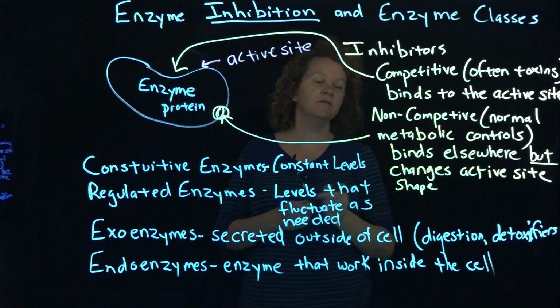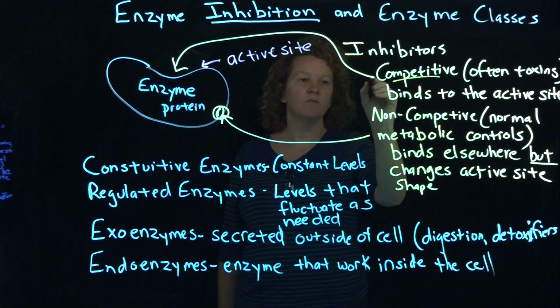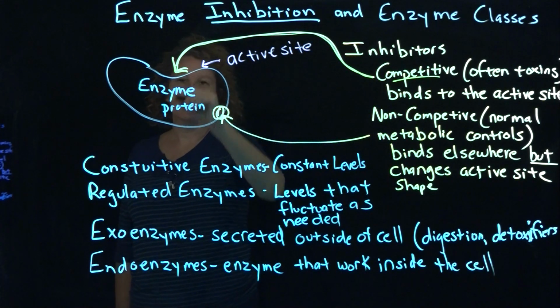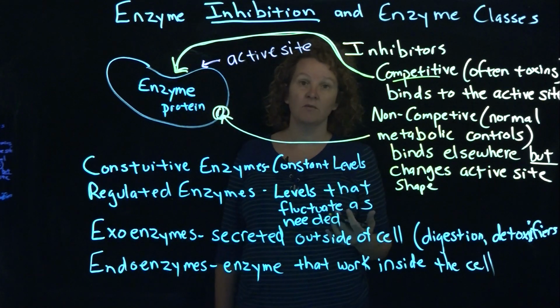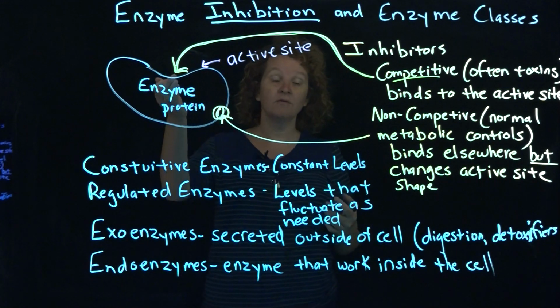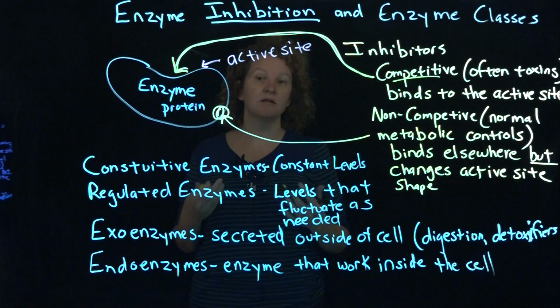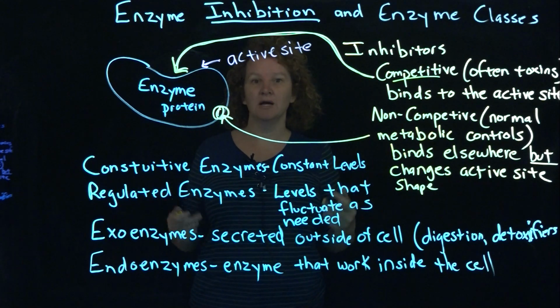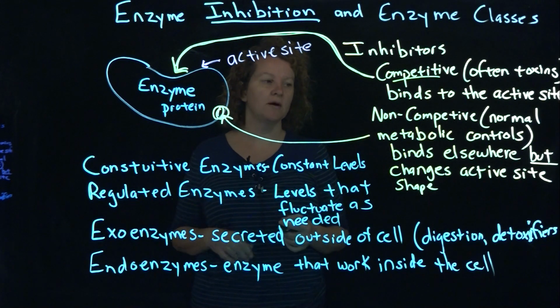There are competitive inhibitors, and they bind right to the active site, and those are typically going to be toxins in the cell, because a lot of them bind either irreversibly or for such a long period of time that they don't come off of the active site, so that the proper substrate can never bind, or it's prevented from binding so much the process breaks down.